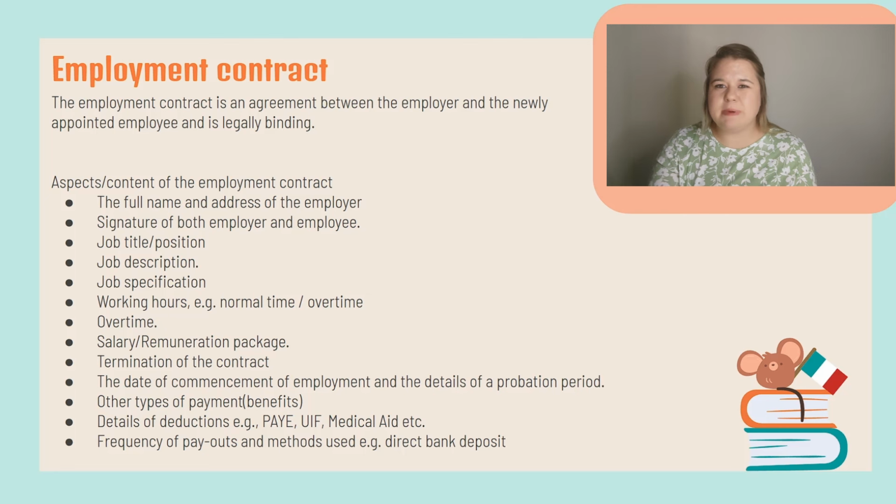Okay, so if there's benefits like travel benefits, medical aid, staff discounts, that needs to be included in the contract too. Details of deductions, like PAYE, UIF, medical aid. And then what is the frequency of the payments and methods? So are they getting paid weekly, fortnightly, every 2 weeks, or at the end of every month? And they need to stipulate when the payment date is.